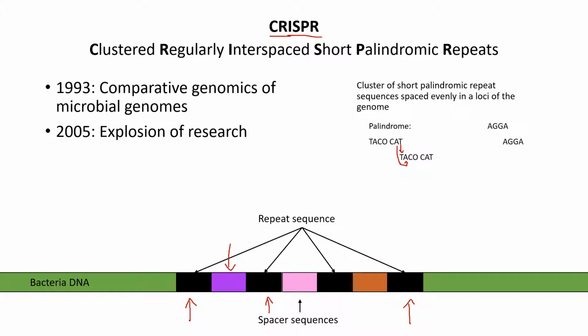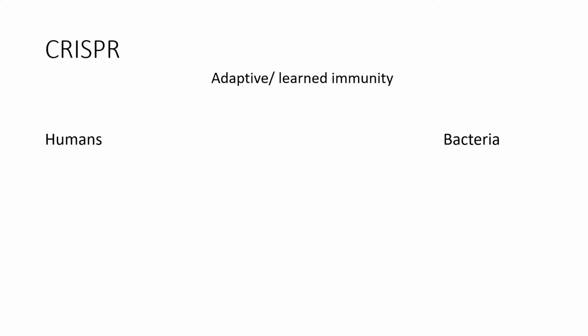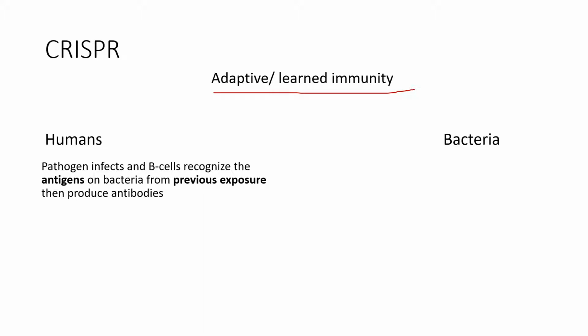And then in 2005, an explosion of research really began when we started to put together what this repeated region was. It was part of a bacterial immunity. So what is CRISPR? Well, we can look at adaptive and learned immunity to get an idea. So let's compare it to humans' adaptive learned immunity.